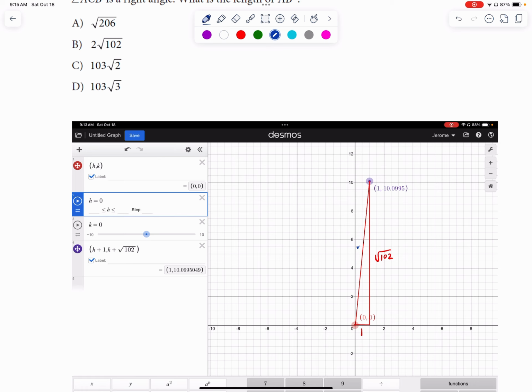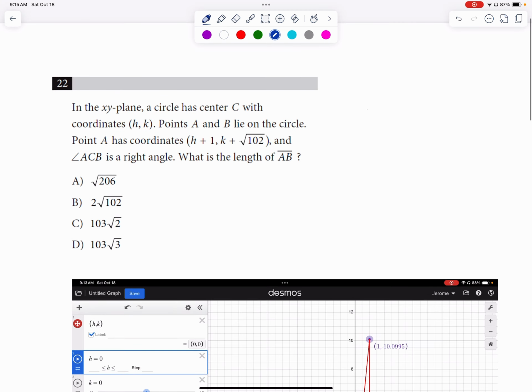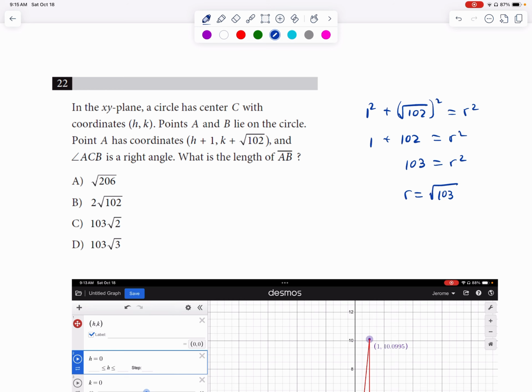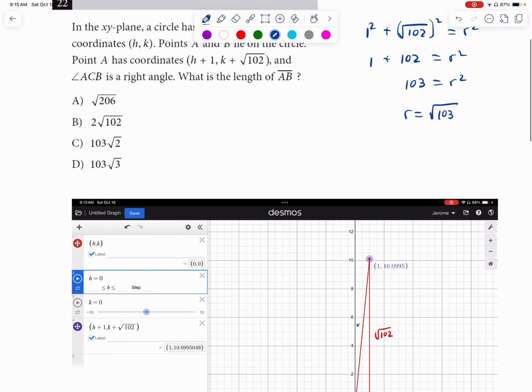So I have 1 squared plus the square root of 102 squared is equal to R squared. Right, and then that of course is 1 plus, and the square root and the square will cancel out, so 102 is equal to R squared. That makes 103 R squared, and then take the square root of that, and we get our R is equal to the square root of 103. So that's the length of our radius there.